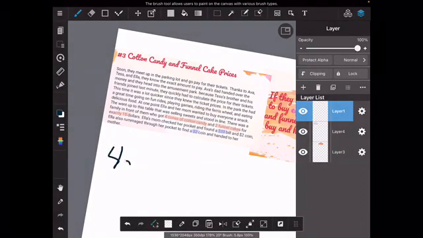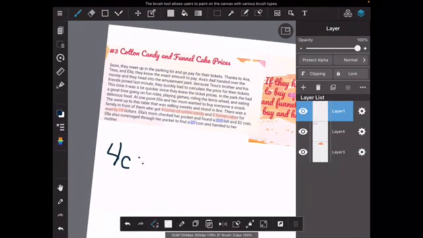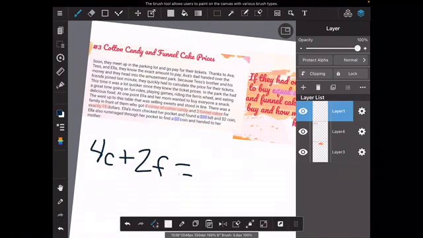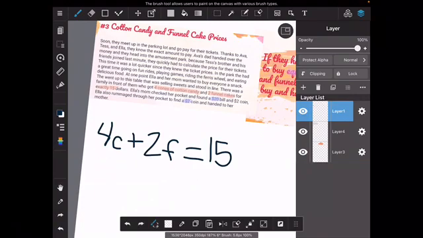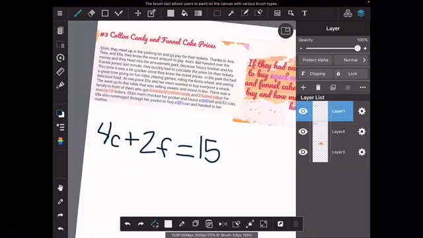So 4C, which is cotton candy, plus 2F, where F stands for funnel cake, equals $15. Now we need to solve this expression to see how much the cotton candy and funnel cake costs.